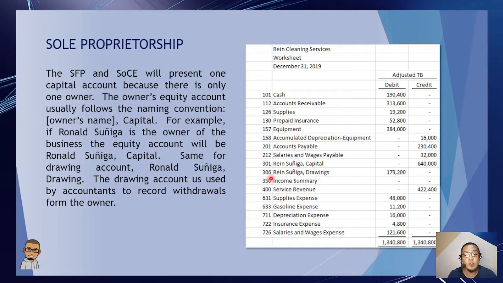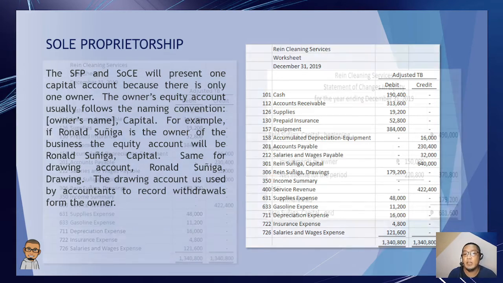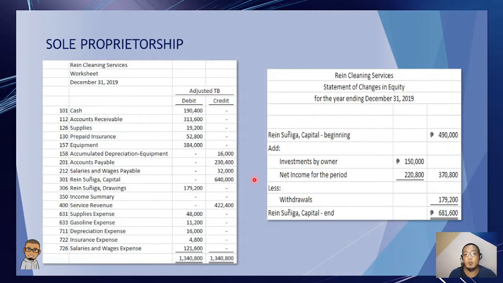And then, for Rain Zuniga drawings. Okay, now, that is what we will see in our worksheet, or in our adjusted trial balance. Now, when we look further, when we present the statement of changes in equity, you have to remember that you have to write the name of the company. You have to write what type of financial statement we are reporting. In this case, we are reporting the statement of changes in equity.